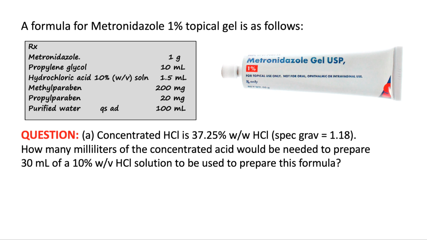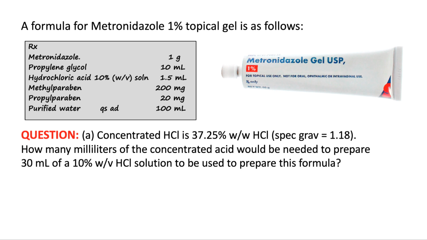All right. Well, let's end this lecture with a series of questions related to this same prescription scenario. So it says, a formula for metronidazole 1% topical gel is as follows. And you can read the prescription there. I won't go through the individual ingredients. There's several of them. We'll refer to them here in a minute. But clearly we have metronidazole, 1 gram, with some additional formulation agents. And again, the parabens, methylparaben, propylparaben, those are preservatives to help prevent contamination in our product.